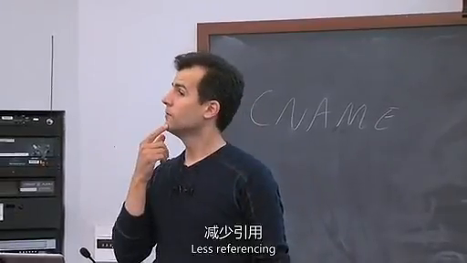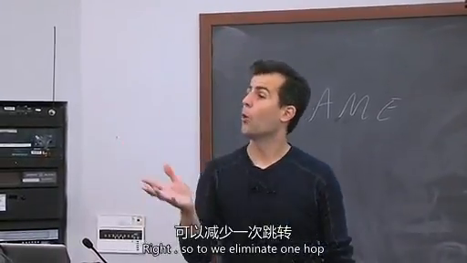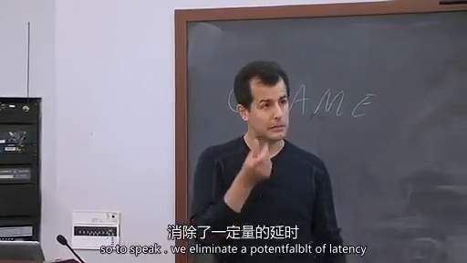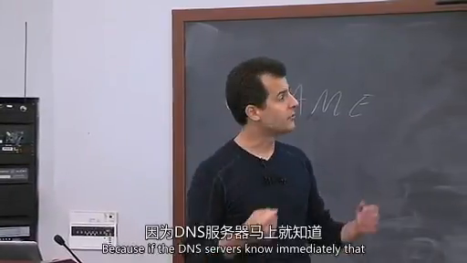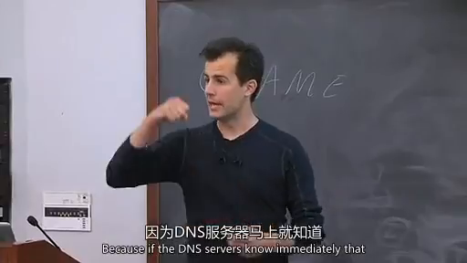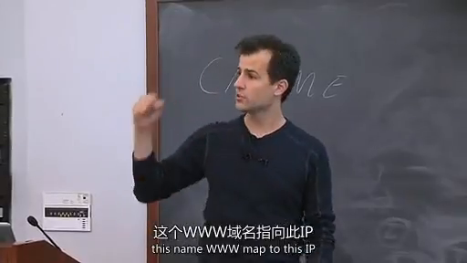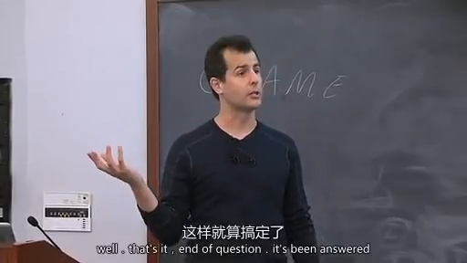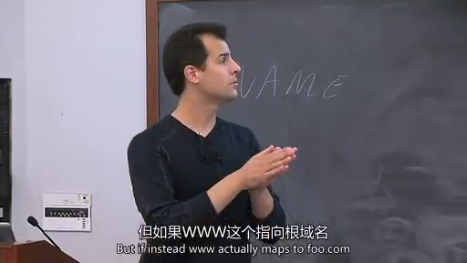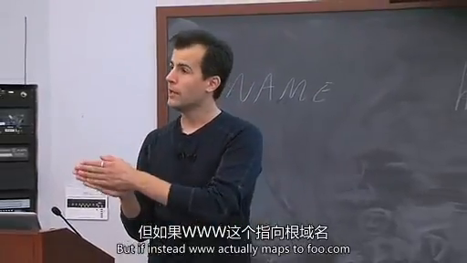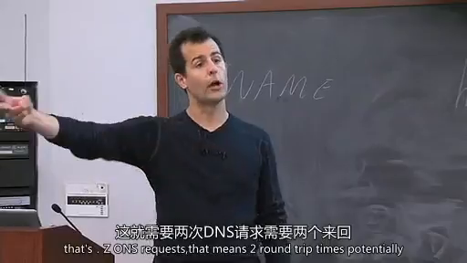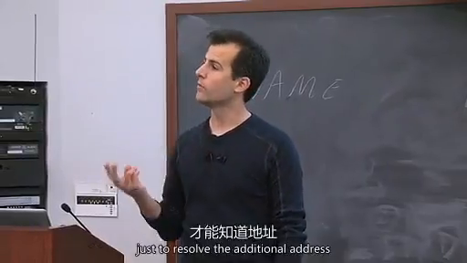Less referencing? Right, so we eliminate one hop, so to speak. We eliminate a potential bit of latency because if the DNS servers know immediately that this name, www, maps to this IP, well, that's it. End of question. It's been answered. But if instead www actually maps to foo.com, that's 2 DNS requests. And that means 2 round-trip times potentially just to resolve the additional address.